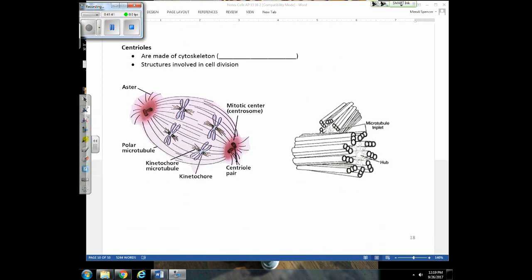Now we're still talking about cytoskeleton, but we're also going to talk about centrioles, because the centrioles are structures that are going to aid in cell division, and they themselves are made of cytoskeleton. In particular, they're made of microtubules. When you zoom in on centrioles, like you see here, so here's two centrioles, you can see that they're made of these long tubes, and each one of those tubes is considered a microtubule. We'll talk way more about the centrioles when we're talking about mitosis and meiosis.